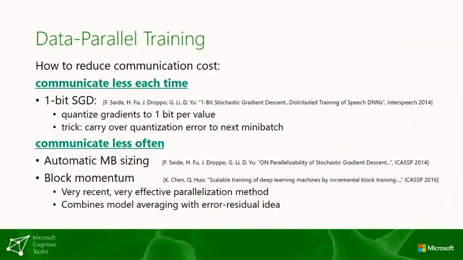And then the second idea is called block momentum. I'm not going into details about how this algorithm works, but essentially it combines model averaging with some error residue idea, by looking at each of the nodes' updates as a gradient update, where we add on top a momentum term to make the gradient update more smooth. And that turned out to work extremely well, even better than the one-bit SGD. So all these have been included in CNTK, and you can just play with it.